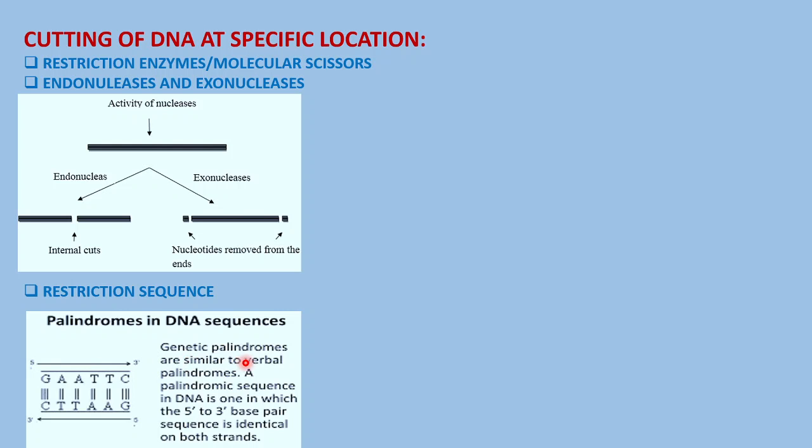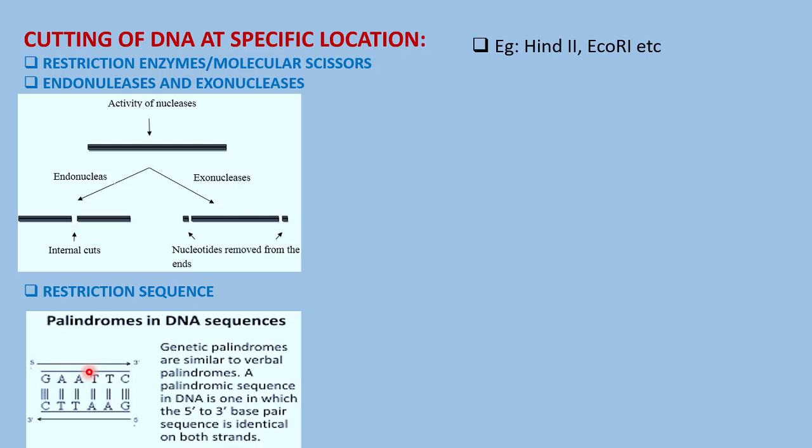So here you can see genetic palindromes are similar to verbal ones. A palindromic sequence in DNA is one in which the 5 to 3 base pair sequence is identical on both the strands. So the 5 to 3 direction is GAATTC. In the other direction, 5 to 3, GAATTC. So it reads the same. Those are called palindromic sequences, and such sequences are recognized by restriction enzymes. They will recognize and then show their action at these locations.